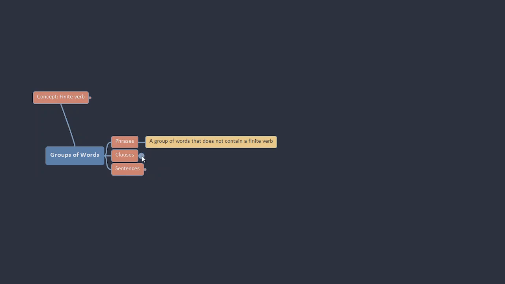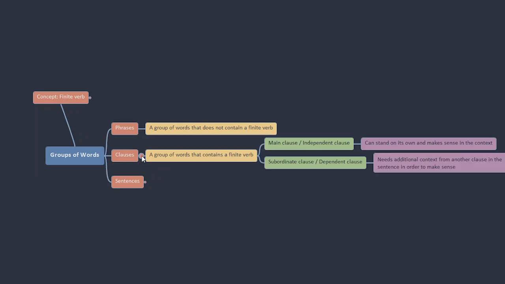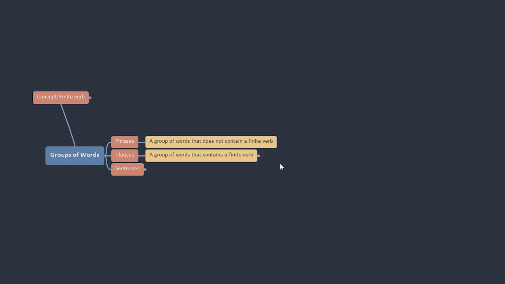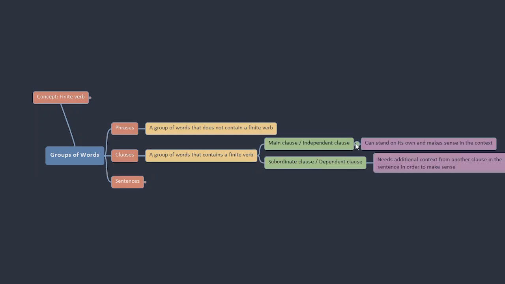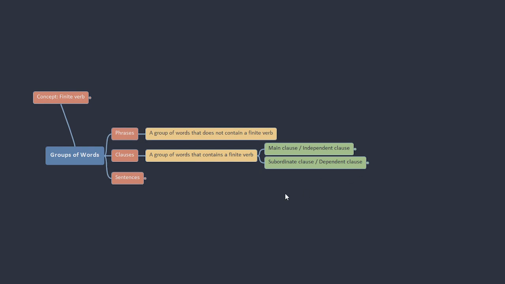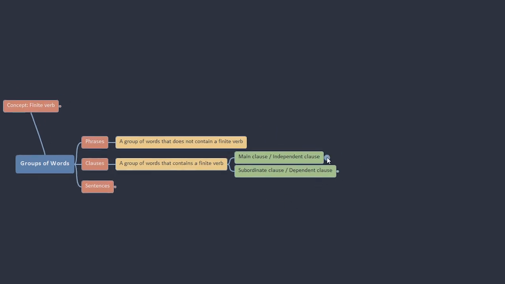The next way we can group it together is as a clause. So a clause is a group of words that contains a finite verb. And in this regard, we've got two subcategories of clauses. We've got the main clause, which is also referred to as an independent clause. And this is a clause that can stand on its own and it makes sense in the context. It doesn't need anything else with it to make sense.